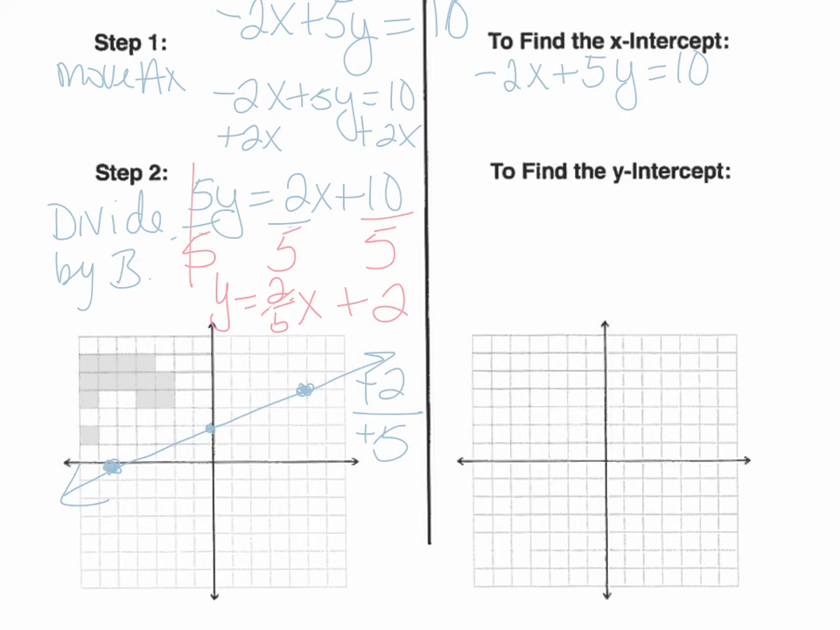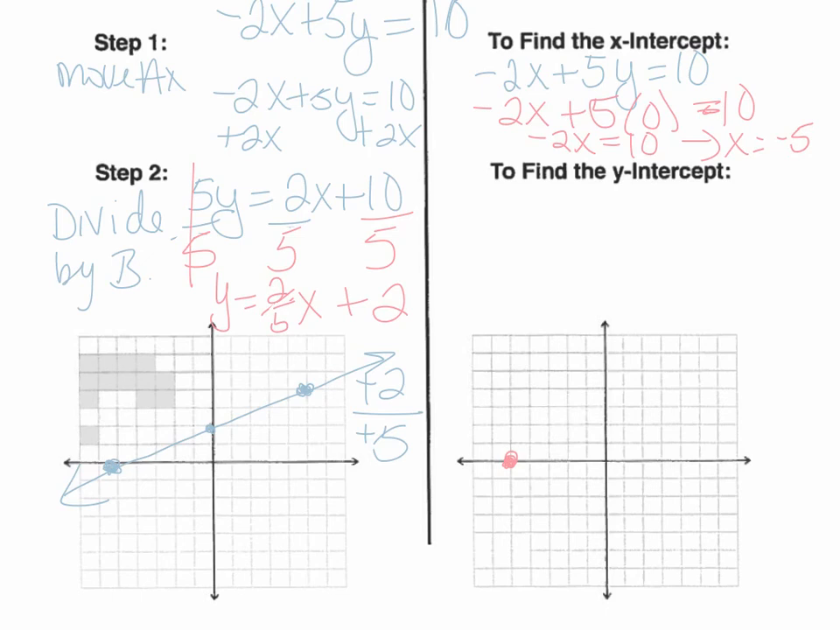So when I'm doing this, I'm technically going to cover up the piece that I don't want. But what really is happening is I'm substituting in 0 for the y value. So if I want to find the x-intercept, I'm replacing y with 0, which gives me negative 2x is equal to 10, and that tells me that x is negative 5. So my x-intercept is 1, 2, 3, 4, 5, the point negative 5, 0. And we can see from our previous graph that that's exactly where we landed.